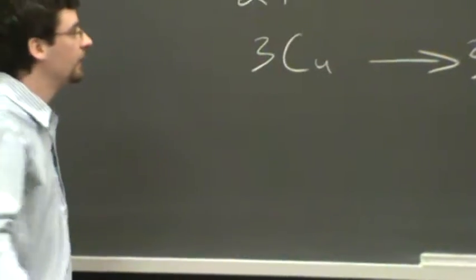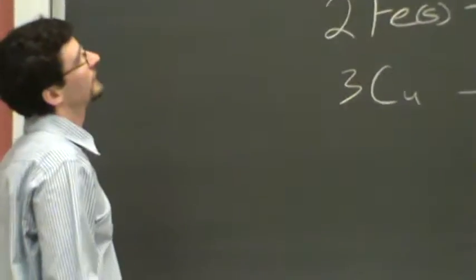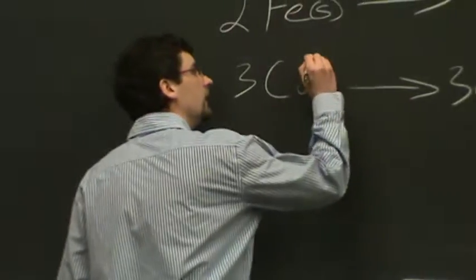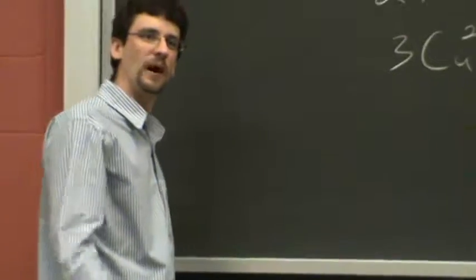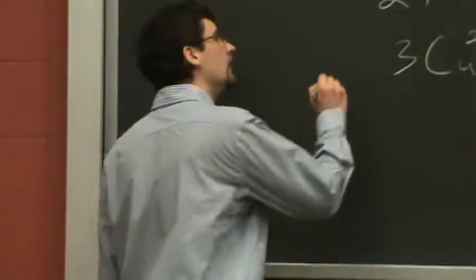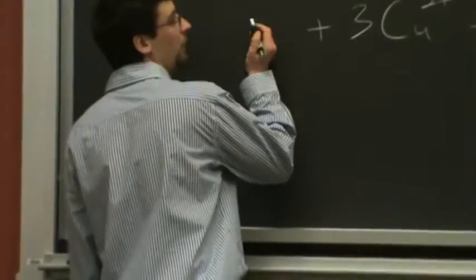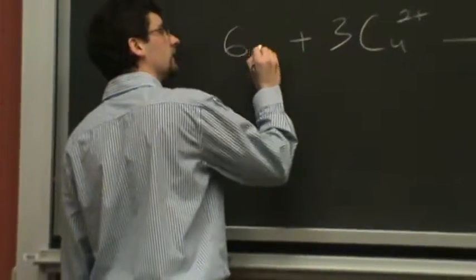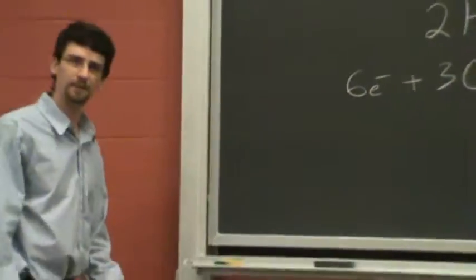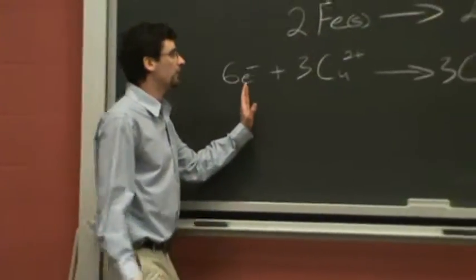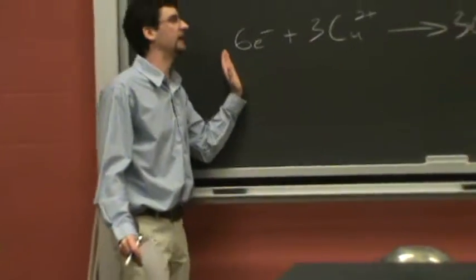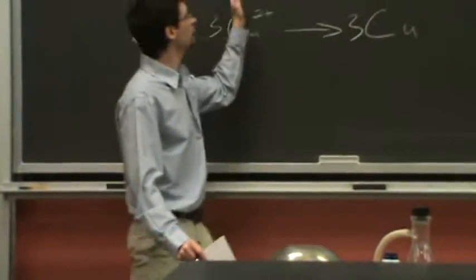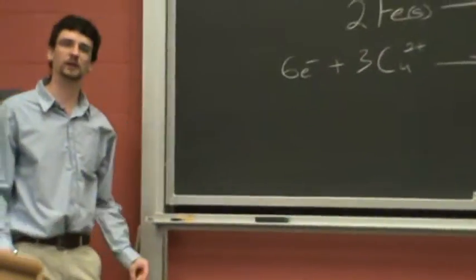What about on the left? Yep, a 2 plus charge. Which side do the electrons need to go on, the left or the right? The left. How many of them do we need? A total of 6. All right, so now for every 3 moles of copper, we transfer 6 moles of electrons. For every 2 moles of iron, we transfer 6 moles of electrons.